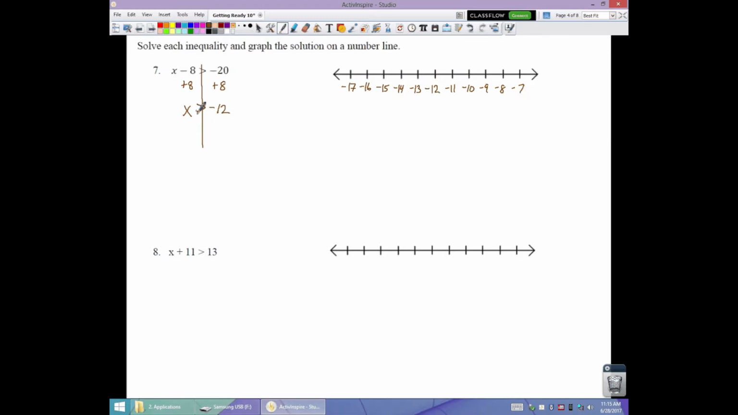Okay? Since it is x greater than negative 12, not equal, just greater, I'm going to put an open circle in negative 12. And then, since it's greater than, I'm shading to the right.